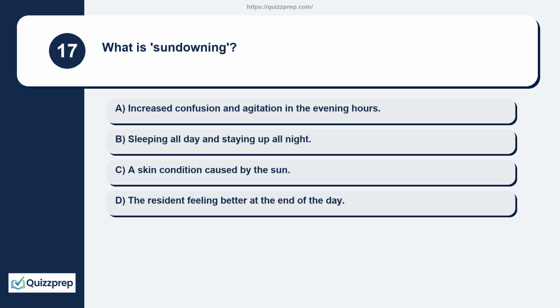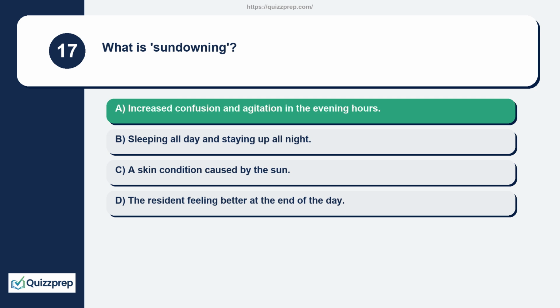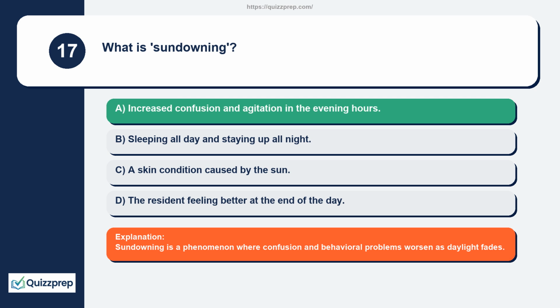Question 17. What is sundowning? Increased confusion and agitation in the evening hours, sleeping all day and staying up all night, a skin condition caused by the sun, the resident feeling better at the end of the day. Sundowning is a phenomenon where confusion and behavioral problems worsen as daylight fades.